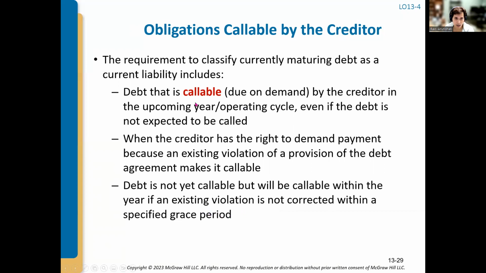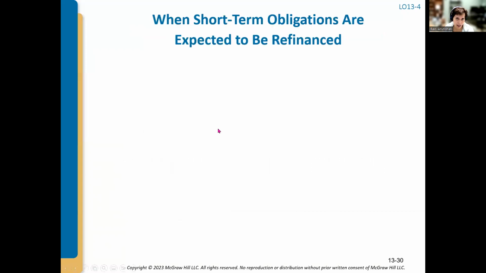So whenever you have these kind of conditions or this word callable appears, this has nothing to do with due date. So it could be a 20-year note. In the very second year, it could become callable, and I'm in trouble because this has to be classified as a current liability now.